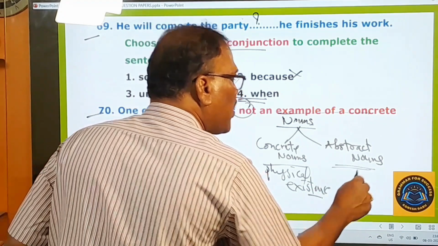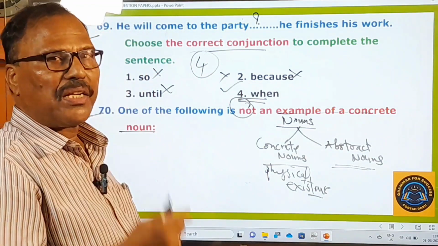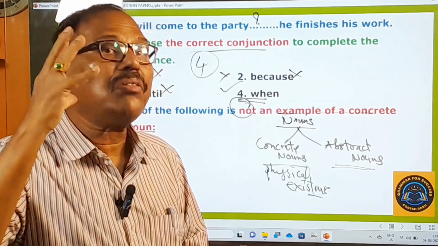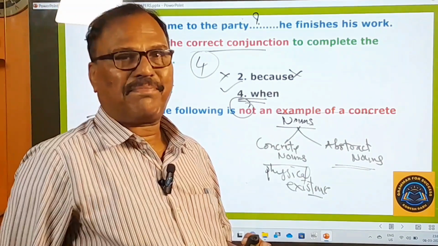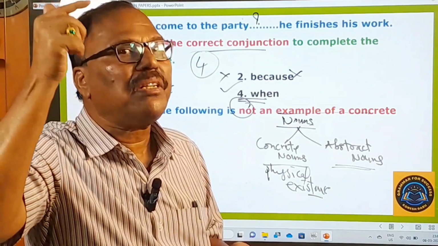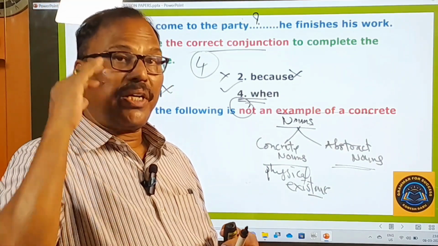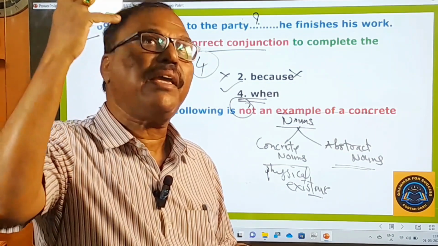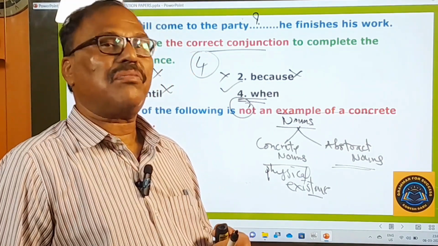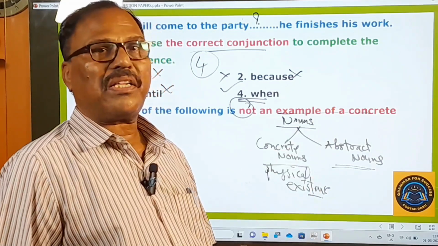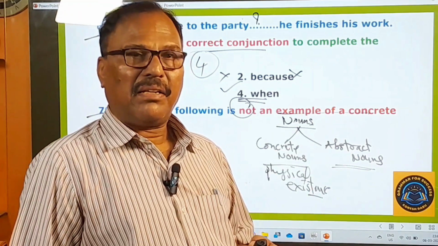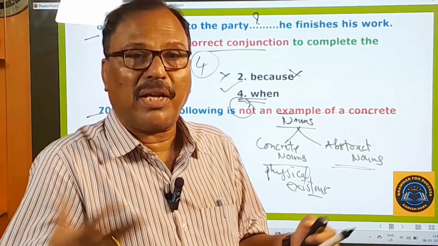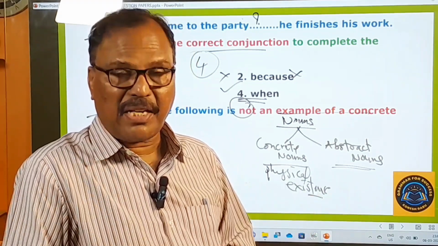Whereas abstract nouns are there. What are the abstract nouns? All the names of things that you cannot see and touch. You can only imagine. You can see them only with your mental eye. Such nouns are called abstract nouns. For example, poverty is there. Can you see poverty with your naked eyes? No. Joy, can you find it? Happiness, can you see that?